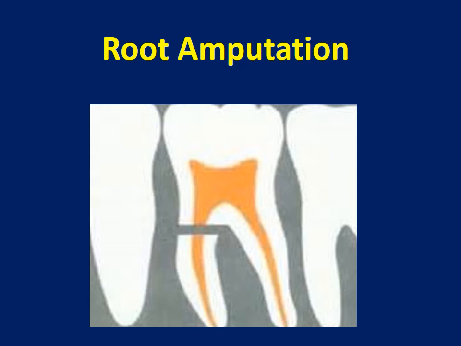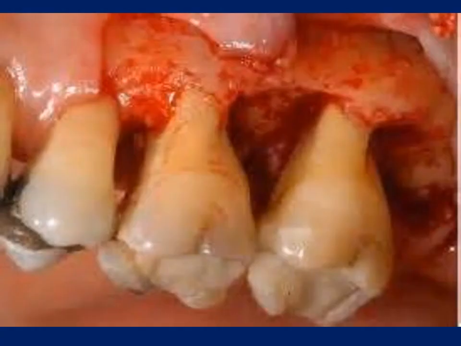In the maxillary molars mostly, we do what we call root amputation. For example, this distobuccal root was destroyed by extensive root resorption. Instead of removing the whole tooth, the distobuccal root was removed, leaving the tooth functional.